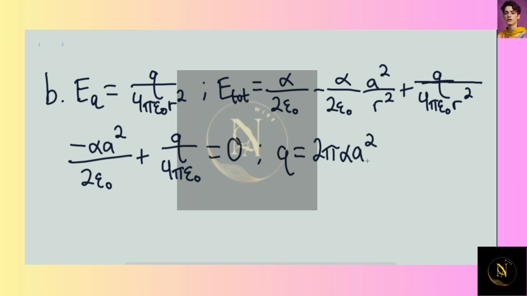And the constant electric field then, we can say E constant is equaling alpha over 2 epsilon naught. So we know that then the net field is constant, but not equal to 0.